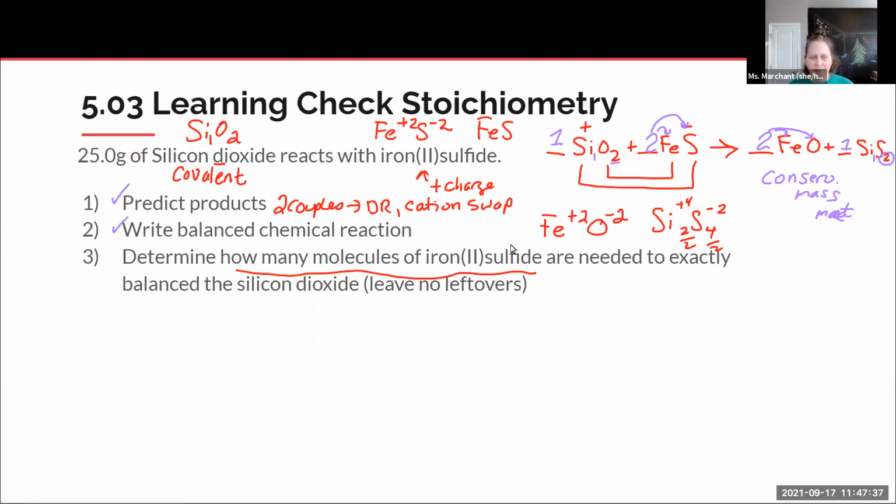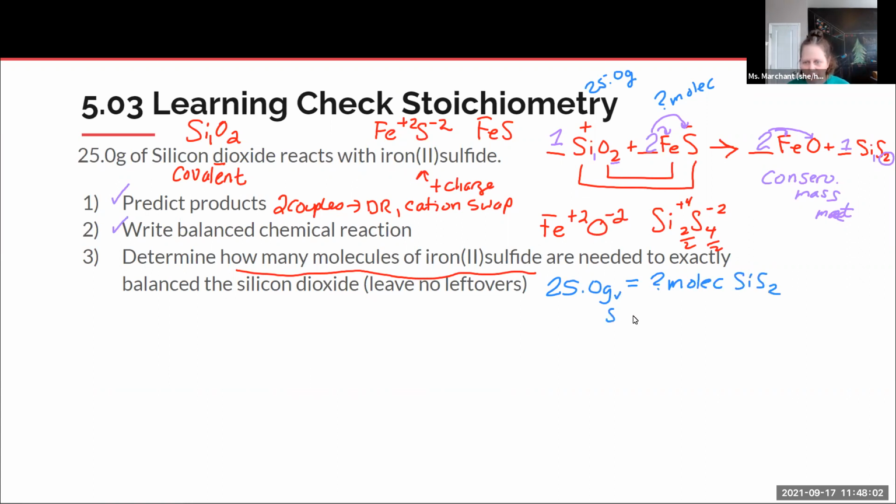Determine how many molecules of iron 2 sulfide there are. Okay, molecules. So that is our goal. What is our start? 25.0 grams of silicon dioxide. Now you can write it up there, or you can write it exactly how we did it in Unit 1. Okay.